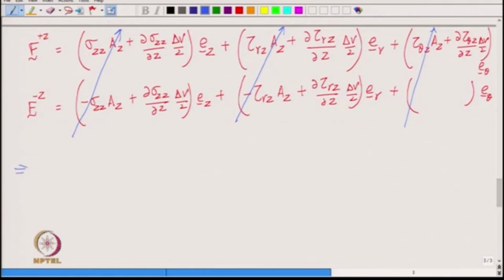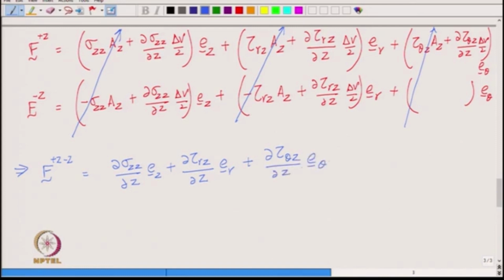And so, the force on positive z and negative z total is simply del sigma z z by del z times E z plus del tau r z by del z times E r plus del tau theta z by del z times E theta, and the whole thing is then multiplied with the volume delta V, and then you also have the small o in the volume.